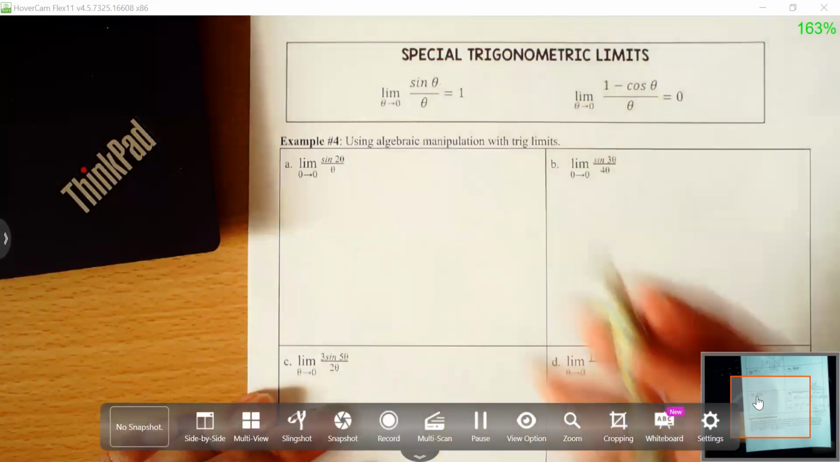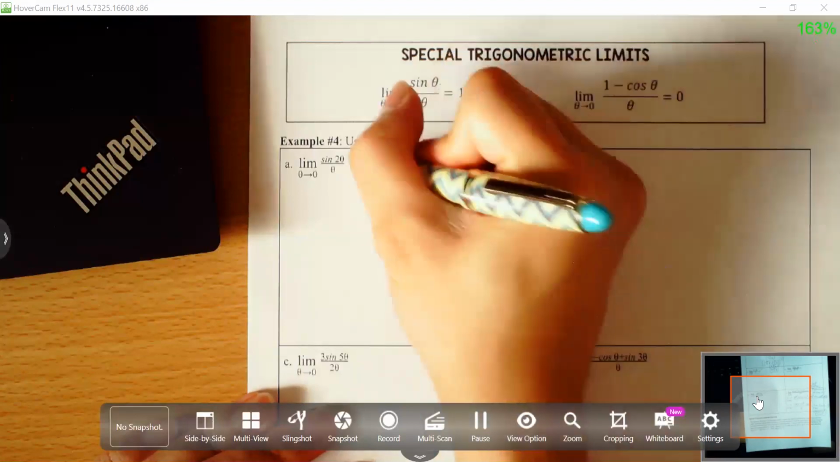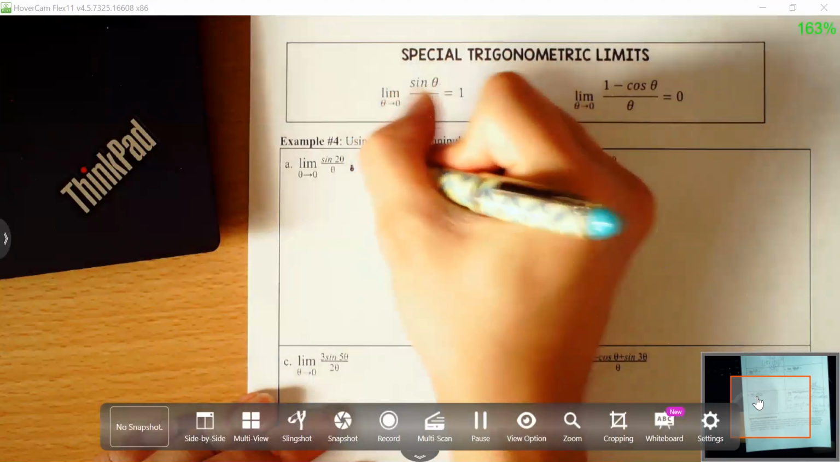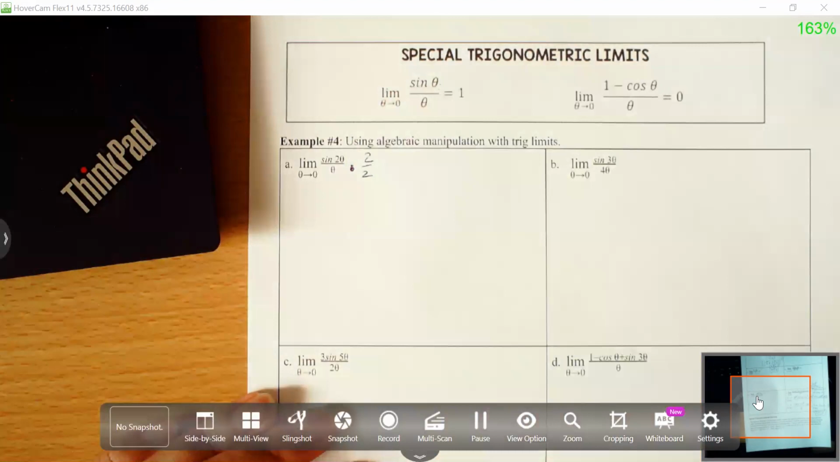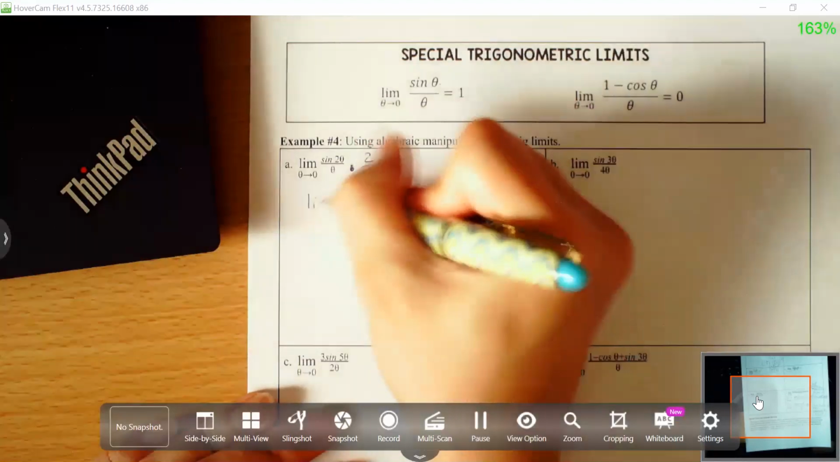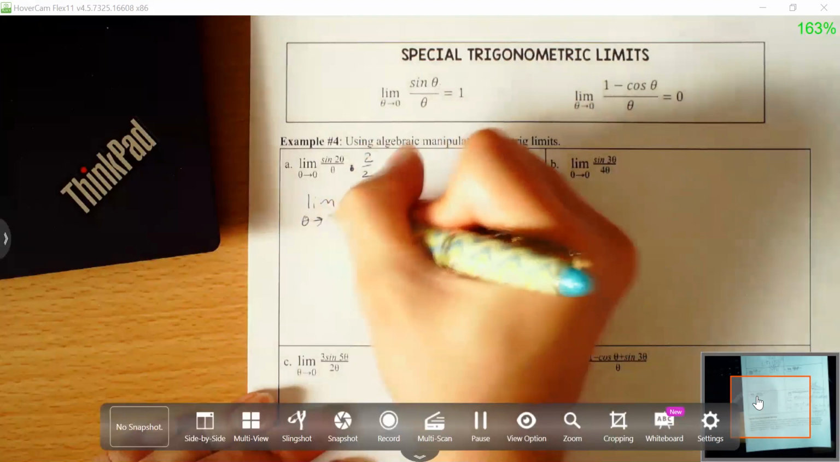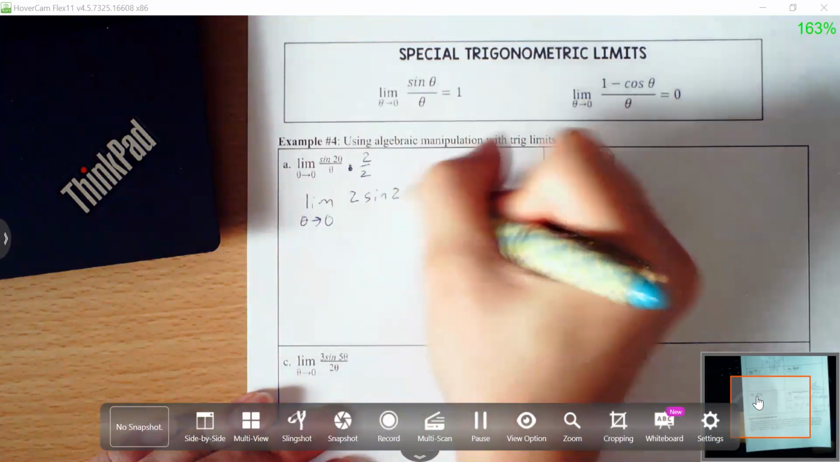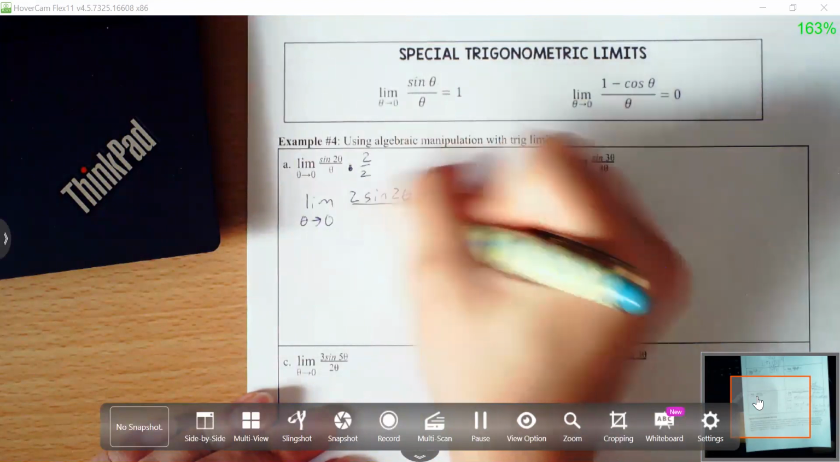So why don't we just make the bottom 2 theta? So what I'm going to do is multiply the top and the bottom by 2 over 2. You cannot just multiply the bottom by 2. Remember, to keep a fraction equivalent, you have to multiply the top and the bottom by the same thing. So this becomes the limit as theta approaches 0 of 2 sine 2 theta all over 2 theta.